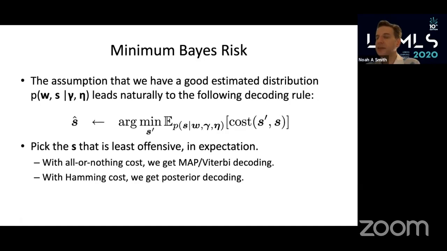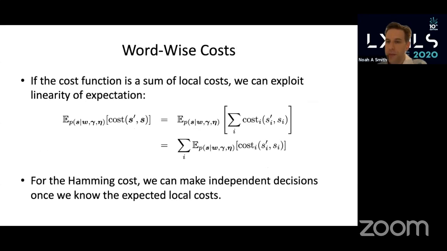Pick the S that's least offensive in expectation, but you can't talk about how offensive each label sequence is without knowing how much cost you would pay if you made that choice. So with the all or nothing cost, you get MAP or Viterbi decoding under this decoding rule, and with Hamming cost, you get posterior decoding. There are actually more things to be said about this.